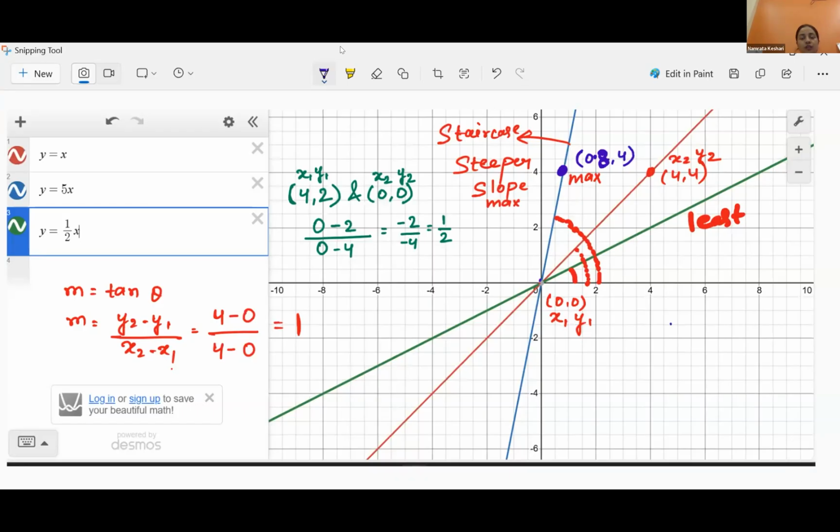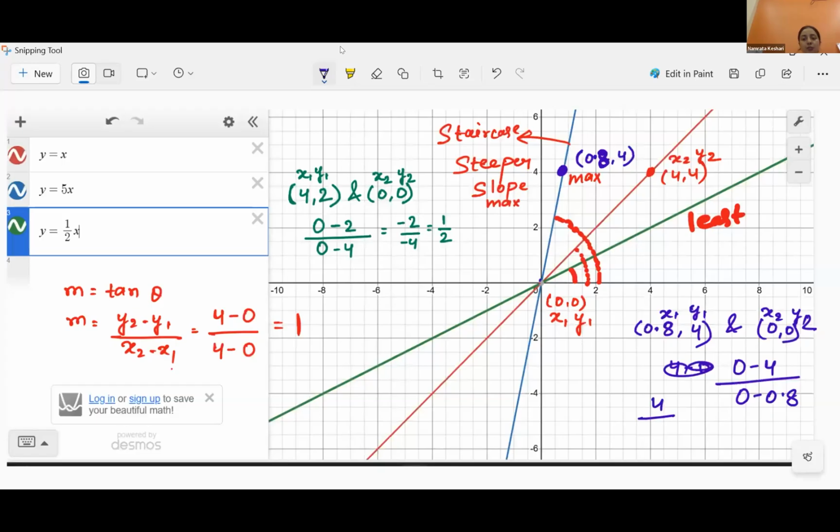So for the blue one, the slope will be y2 minus y1 over x2 minus x1. We have taken the point 0.8 comma 4 and 0 comma 0 again, because the blue one is also passing through the origin. Let's take x1 y1 and x2 y2. So what are we getting? 4 by 0.8. That means 40 by 8. That means the slope is 5, right?